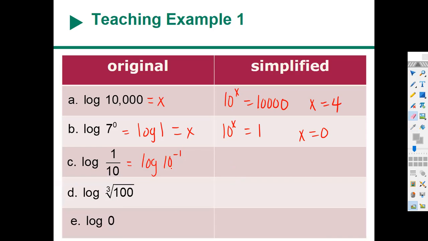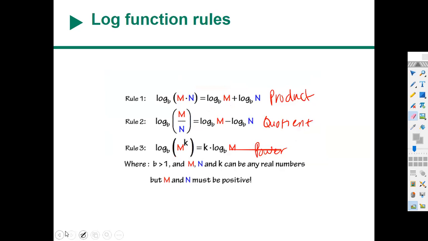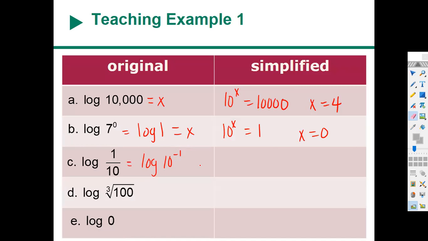When I have a power, what did the power rule say I can do with that? What did you write down for the power rule? The power rule says that your power can become your coefficient. So when we come here, this -1 is going to become our coefficient. So this equals -1 log 10.